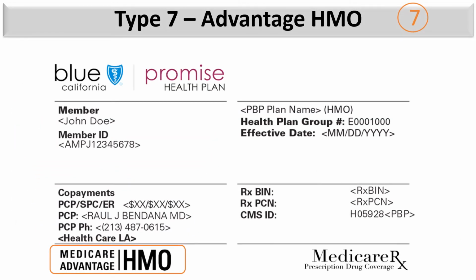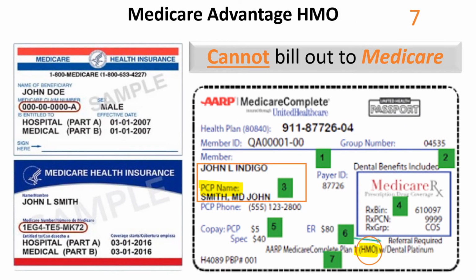So type 7, which is Advantage HMO, we could not bill, and we wait until the open enrollment if they want to switch to a different insurance.